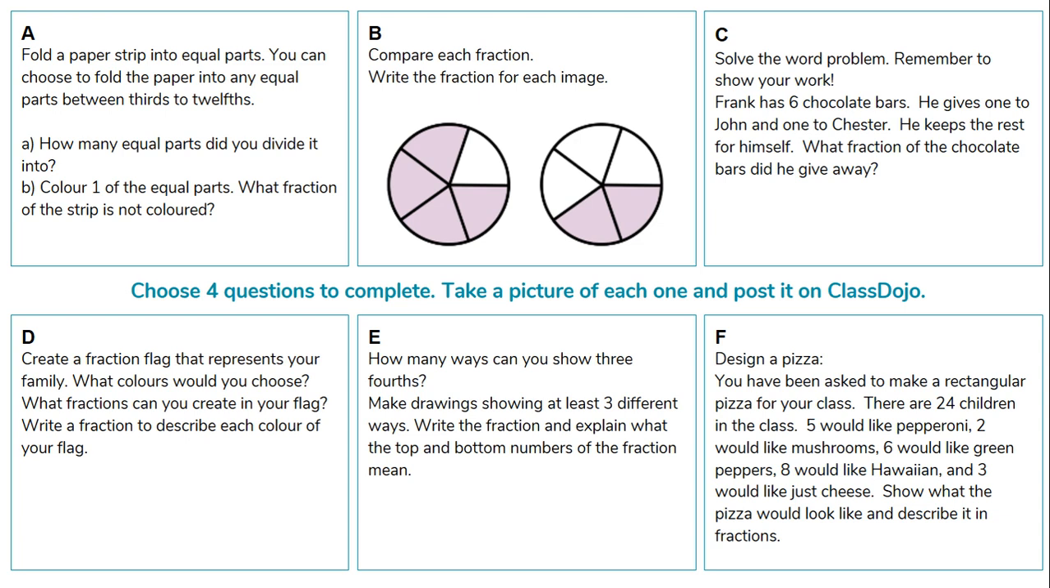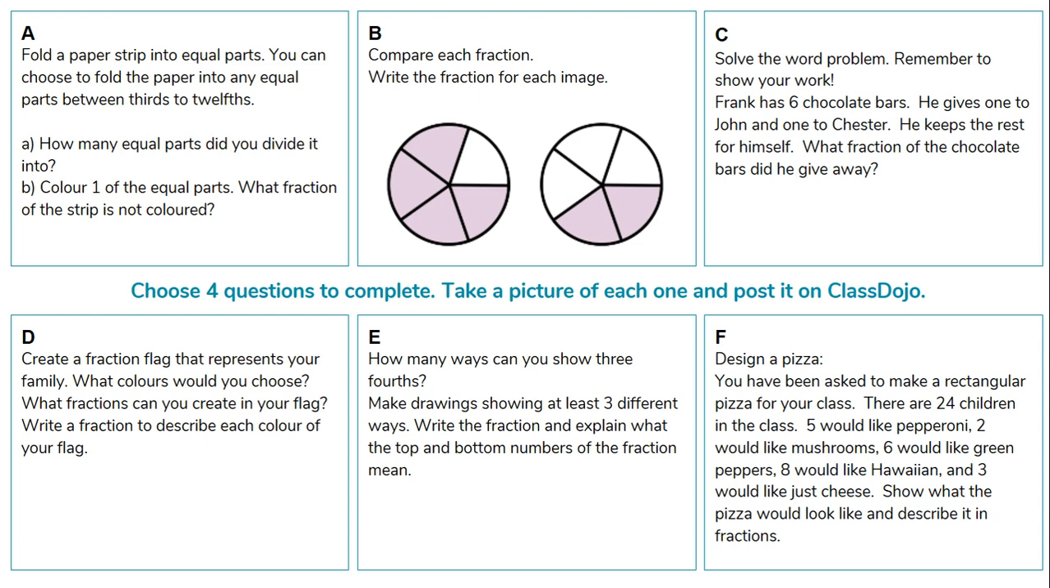Then for C, you need to solve the word problem, but you need to show your work. So if you don't show your work, then it's not complete. So Frank has 6 chocolate bars. He gives 1 to John and 1 to Chester. He keeps the rest for himself. What fraction of the chocolate bars did he give away? So you need to show your work. You can draw a picture, you can write the numbers, however you want to show your work, and then you just write the answer.